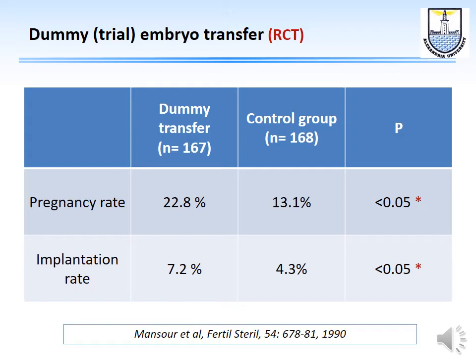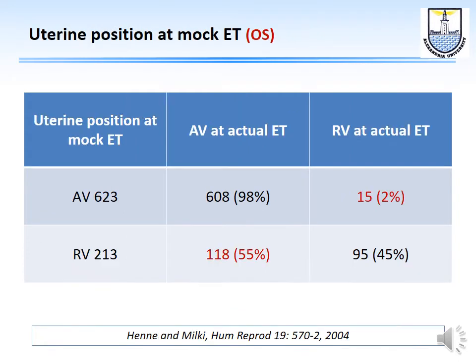Mind you, this was a study conducted more than 30 years ago, and as you can see, the results were not impressive. I mean, today, 13.9 is not really a very good success rate, and even 22.8 is not a very good success rate. But these were the results at that time, because Henne and Milke produced this paper in 2004. What they did is that they did the dummy embryo transfer, and then they looked again at the patient during the actual embryo transfer.